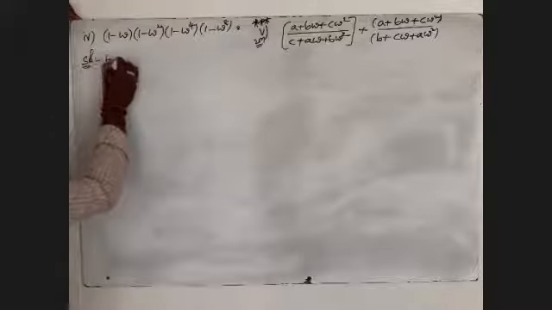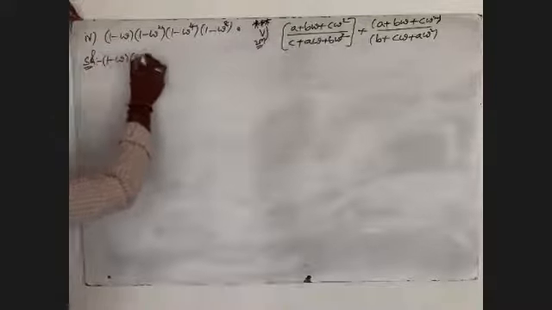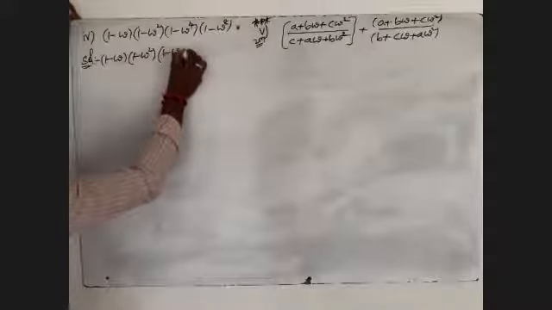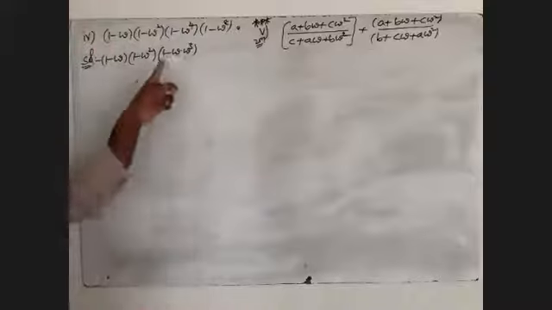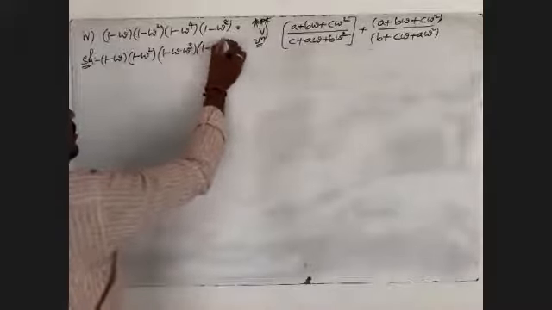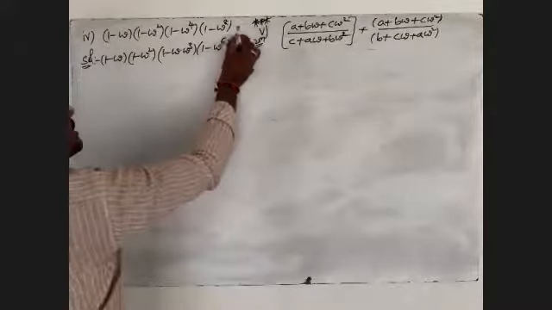To find this value, first we will write 1 minus omega into 1 minus omega square into 1 minus omega into omega cube. If the bases are equal, then the powers must be added. After that we will write 1 minus omega power 6 into omega square. We observe that omega power multiples are also 1.